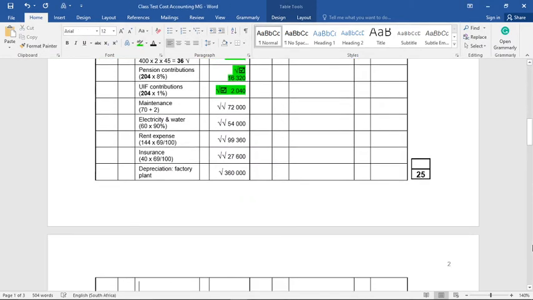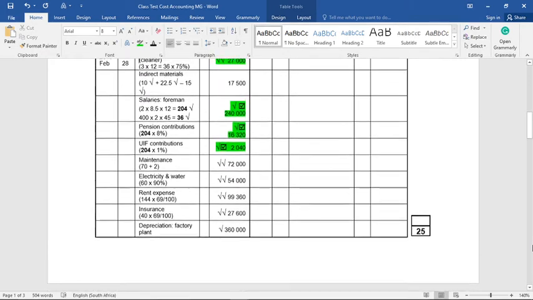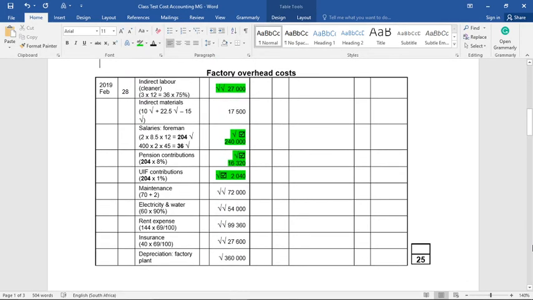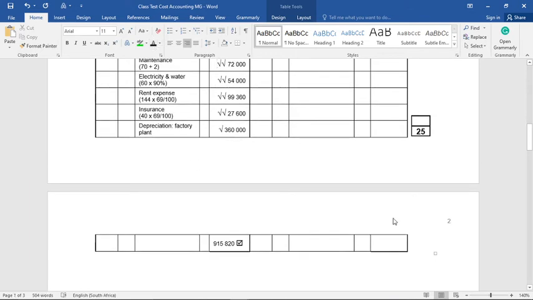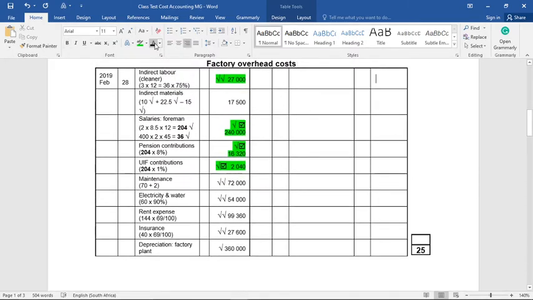Okay, so your debit side of factory overhead is complete. There's nothing else to go on the debit side. So that means you would total the debit side, and my total is on the next page, sadly. So there is the total. It totals up to 915,820. So you would put that total on the credit side as well, 915,820, and you would have to close this account off. Where do you close factory overheads off to? To work in progress stock, 915,820.